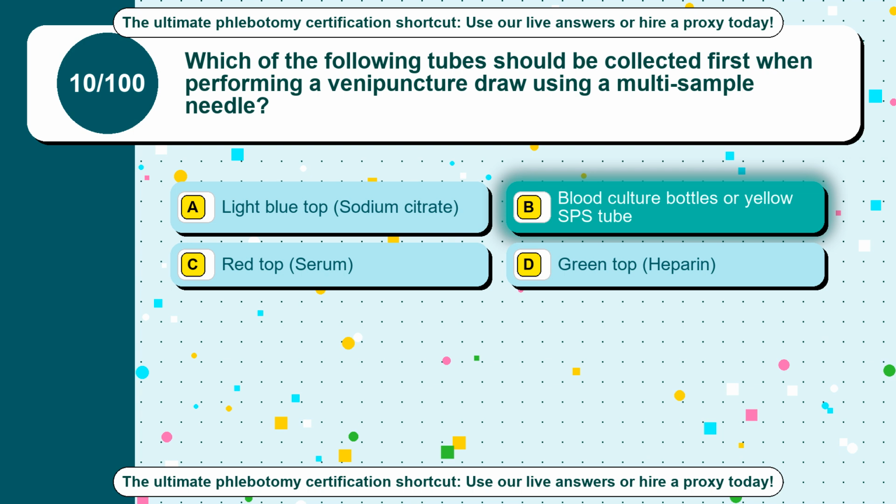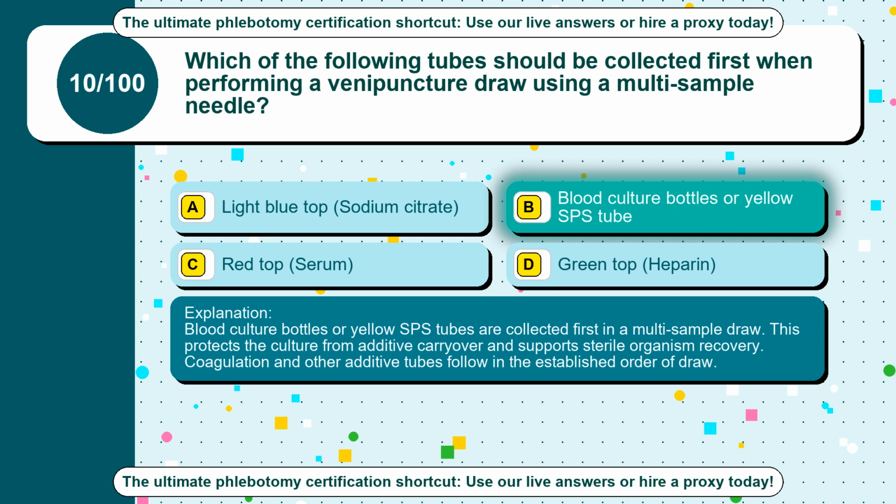Blood culture bottles or yellow SPS tube. Blood culture bottles or yellow SPS tubes are collected first in a multisample draw. This protects the culture from additive carryover and supports sterile organism recovery. Coagulation and other additive tubes follow in the established order of draw.